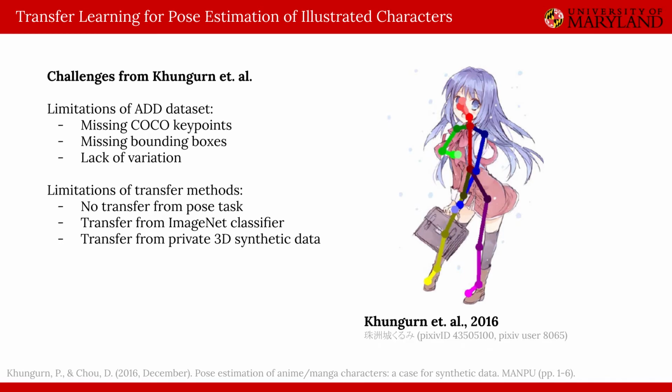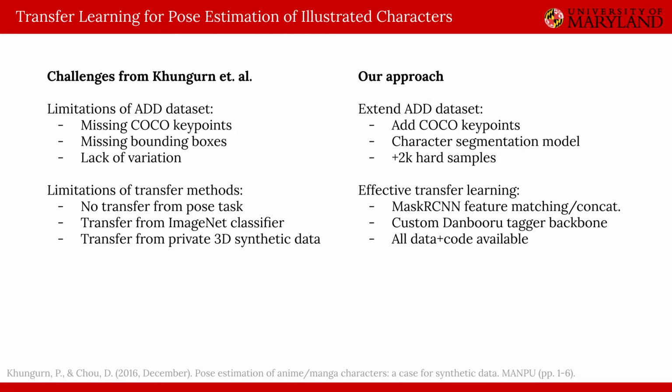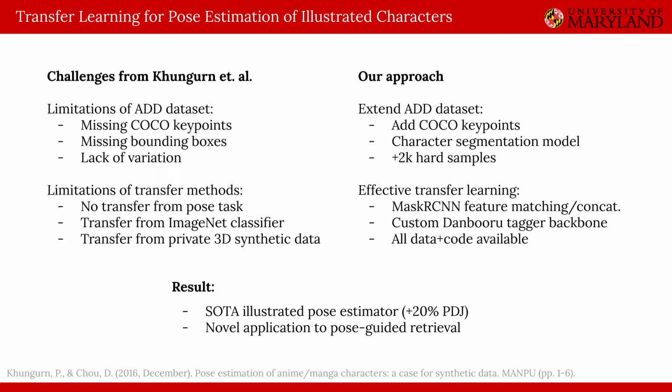The ADD dataset was missing key points and bounding boxes required under the more modern COCO standard, and overall lacked pose variation. In addition, they did not transfer learn from any pose estimation model, used a feature extraction backbone trained on natural images instead of illustrations, and were not able to release their synthetic dataset. We face these challenges by extending the ADD dataset and implementing more effective transfer learning, resulting in a state-of-the-art illustrated pose estimator that significantly outperforms Khungurn et al. And allows for the novel application of pose-guided illustration retrieval.